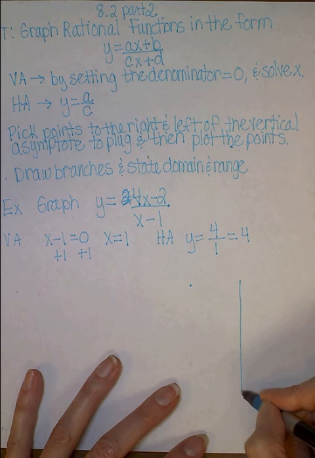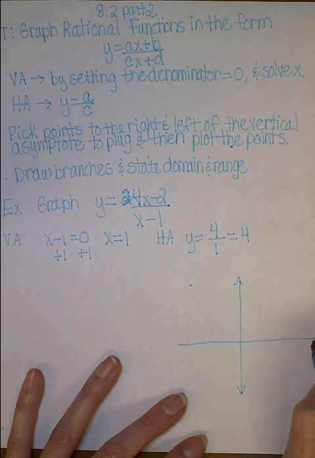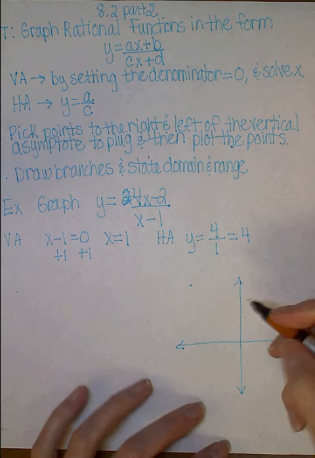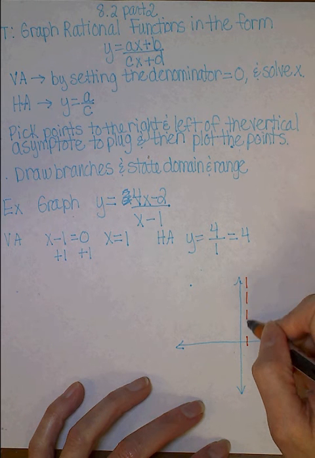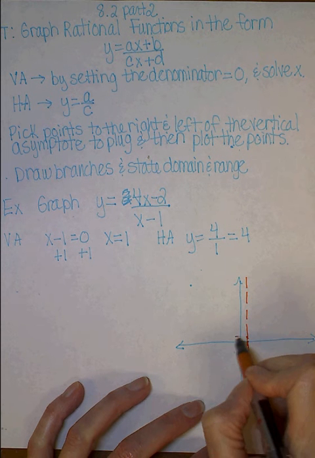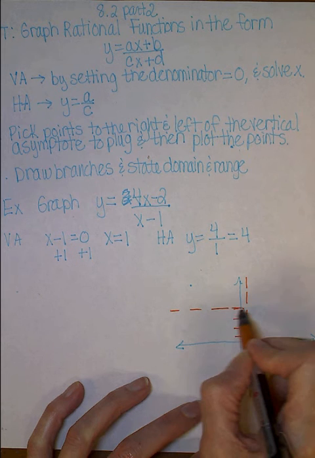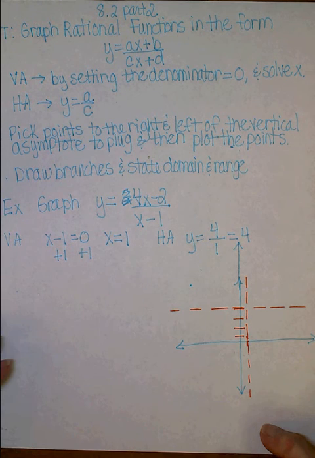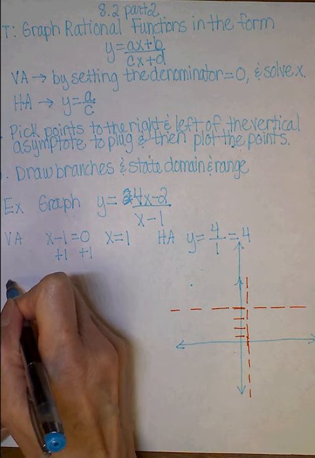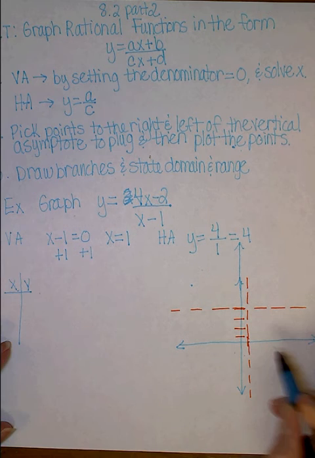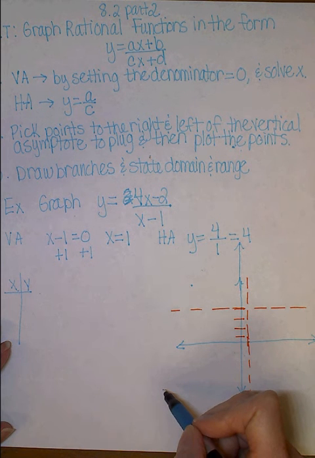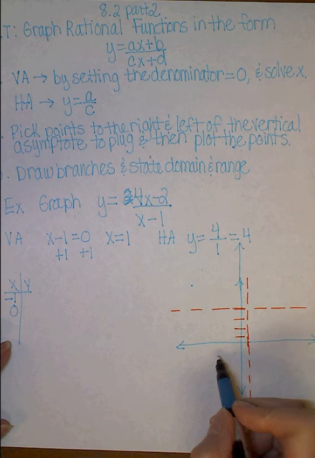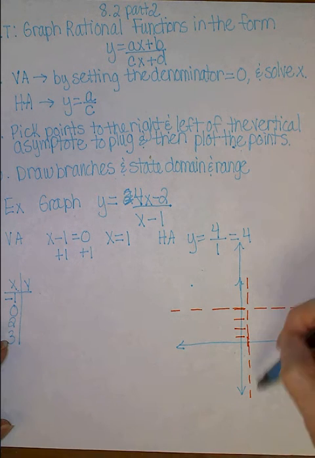Alright, so let's make our graph grid and draw in our asymptotes. Our vertical asymptote is at x equals 1, and our horizontal asymptote is at y equals 4. I'm going to need to extend this up here. Now we're going to pick points. We can make an XY table and pick points for x that are to the right and the left of the vertical asymptote. I'm going to do -1 and 0 to the left, and then I'm going to pick 2 and 3 to the right. We can't pick x equals 1.